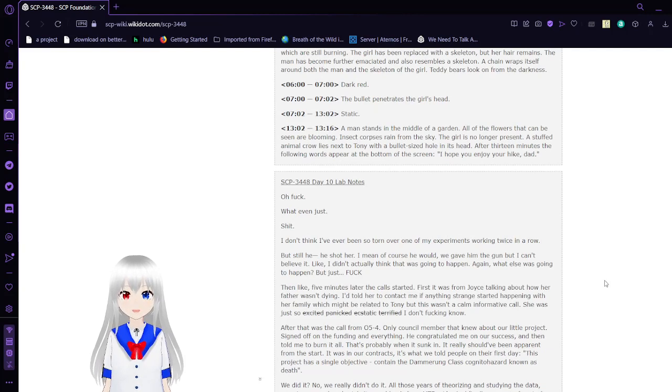A man stands in the middle of a garden. All the flowers that can be seen are blooming. Insects and corpses rain from the sky. The girl is no longer present. A stuffed animal crow lies next to Tony with a bullet-sized hole in its head. After 13 minutes, the following words appear at the bottom of the screen: I hope you enjoy your hike, Dad.